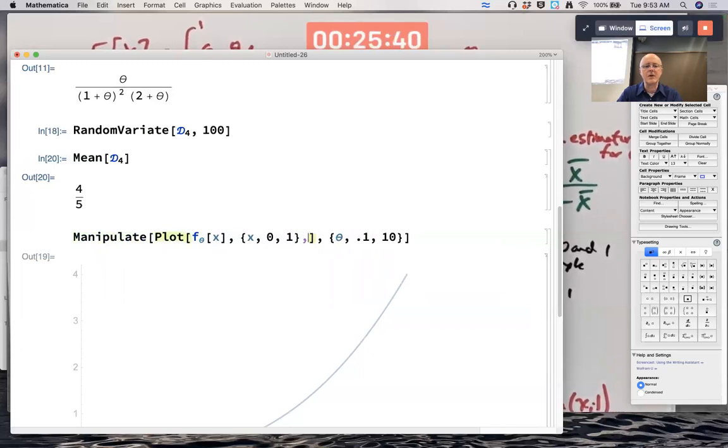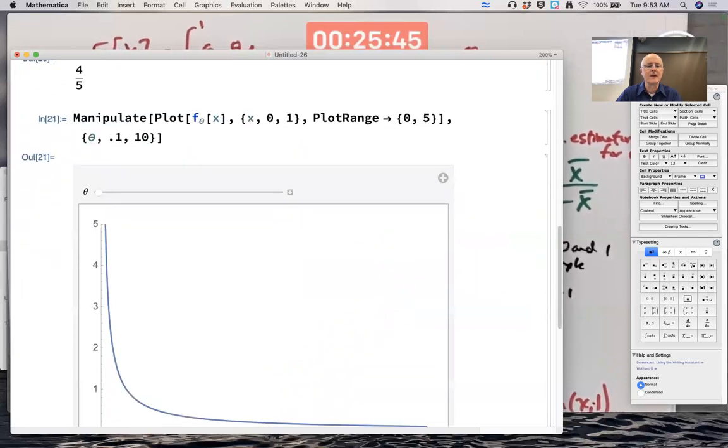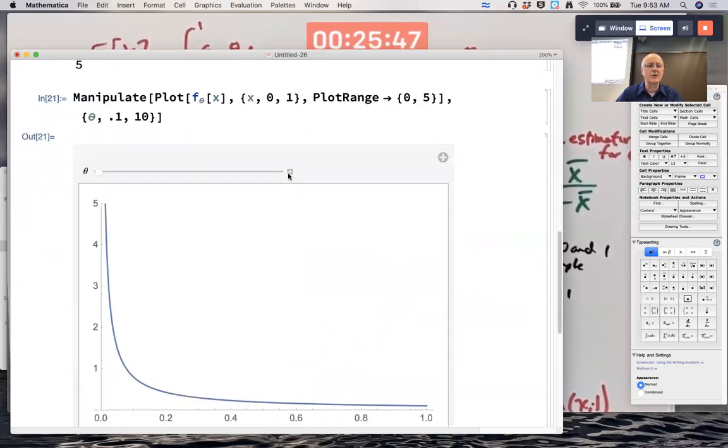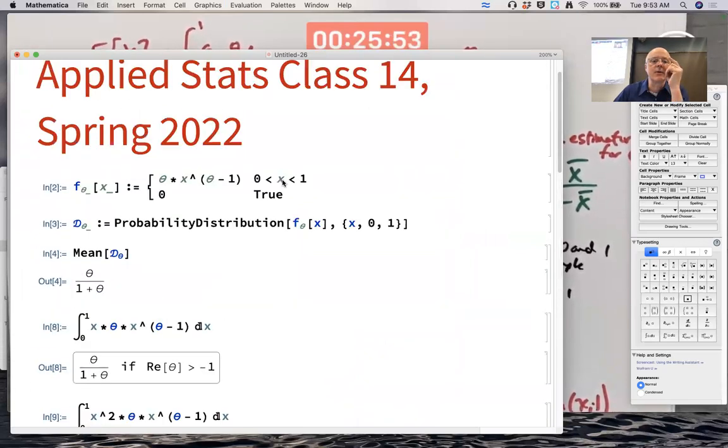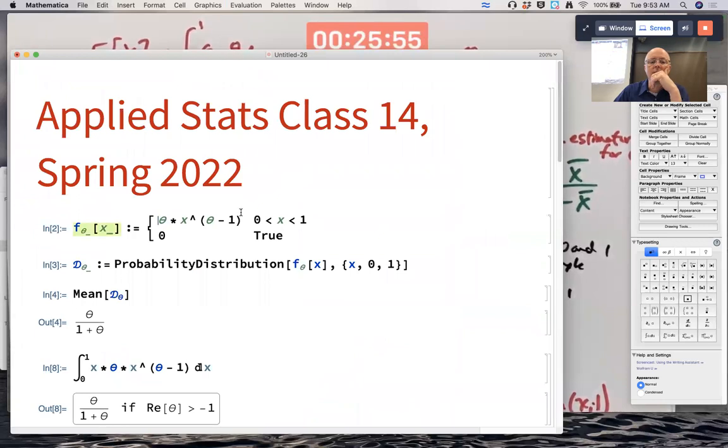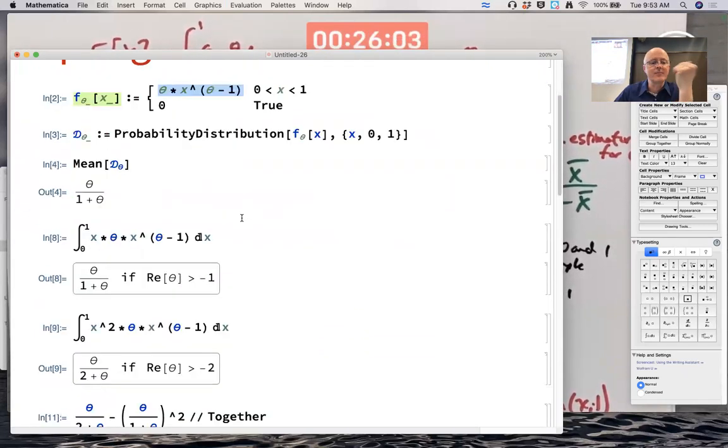Probably need to keep the plot range fixed to make it nicer. There's actually a vertical asymptote when theta is close to 0. Think about the formula. If theta is 0.1, this is 0.1 times x to the negative 0.9, which is 1 over x to the positive 0.9. There's going to be a vertical asymptote at 0.